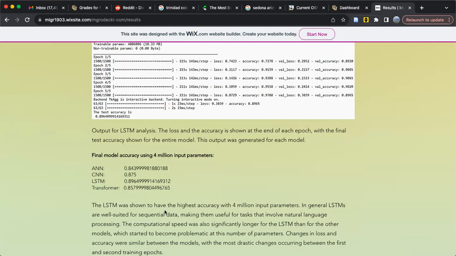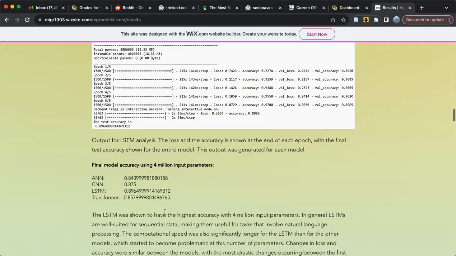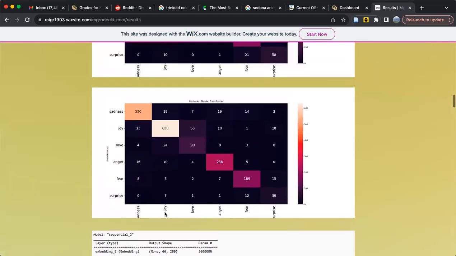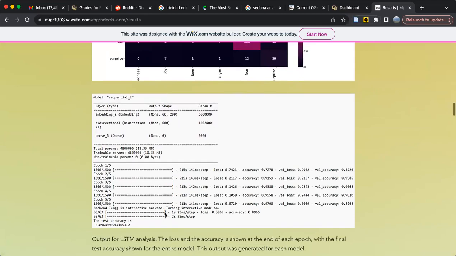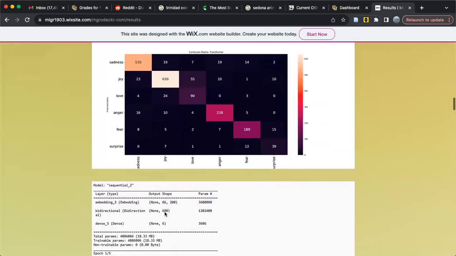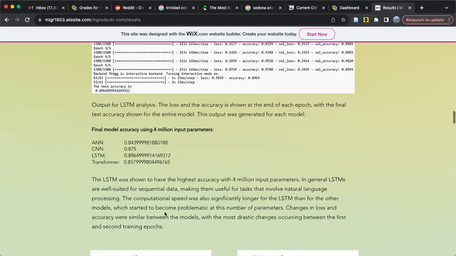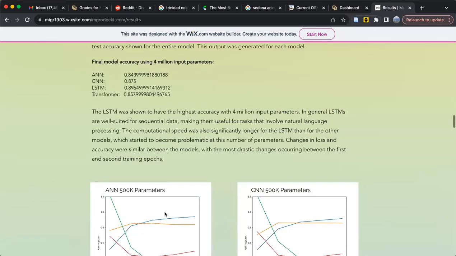At 4 million parameters, the LSTM was shown to have the highest accuracy. But one of the downsides of using the LSTM was that the computational speed was very slow at this volume compared to some of the other networks, which is probably explained by the increased complexity of model processing in the LSTM.